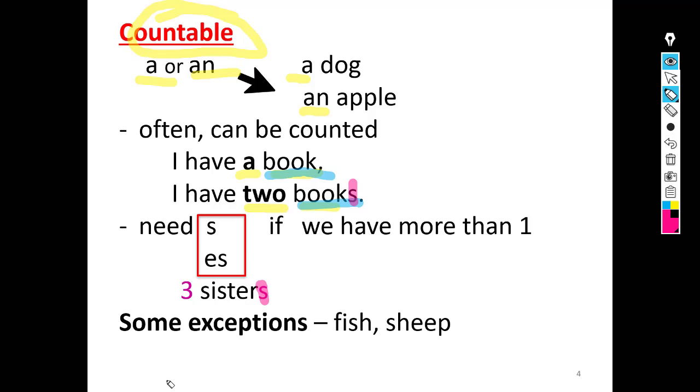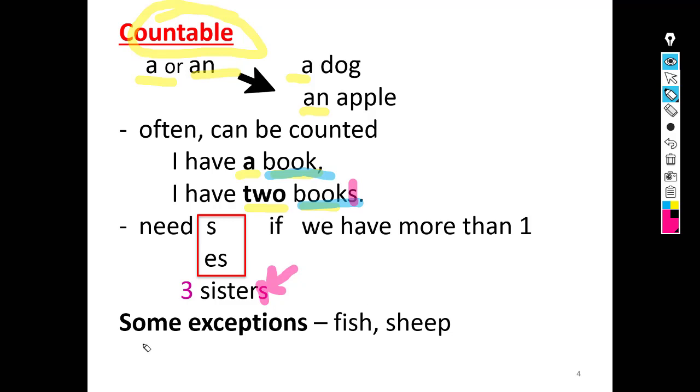And we need to add an S, and this one shows us that there is more than one. And also, we don't need this in front of the noun anymore. Okay.